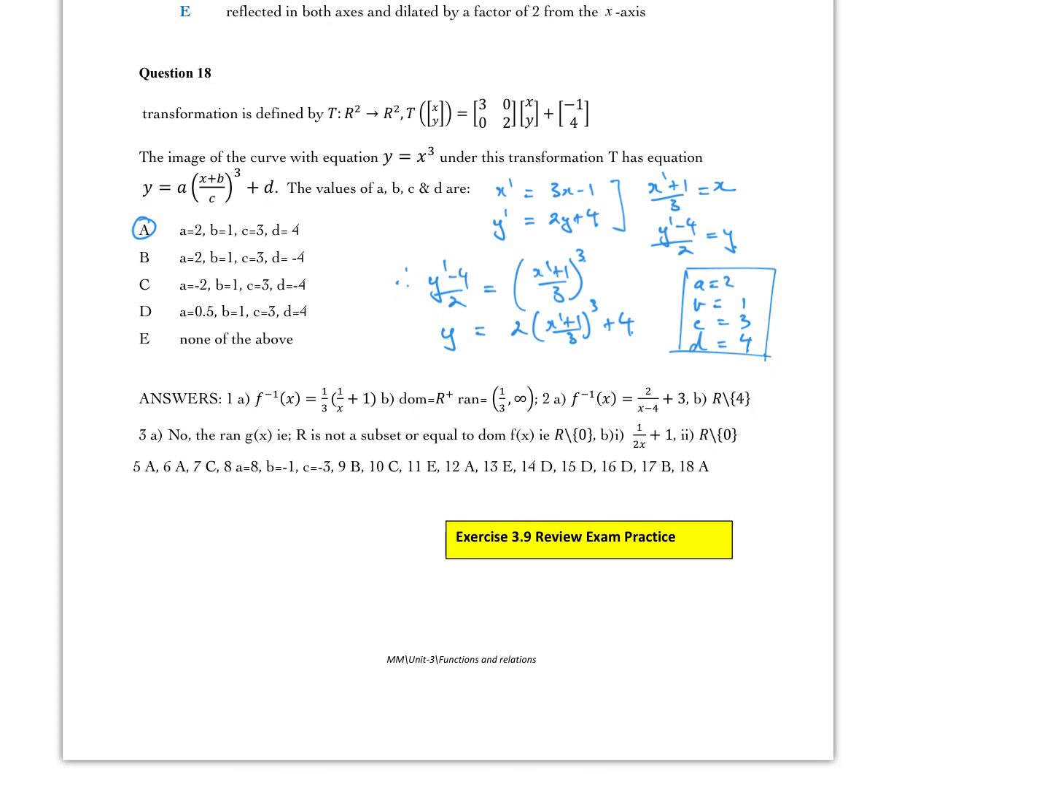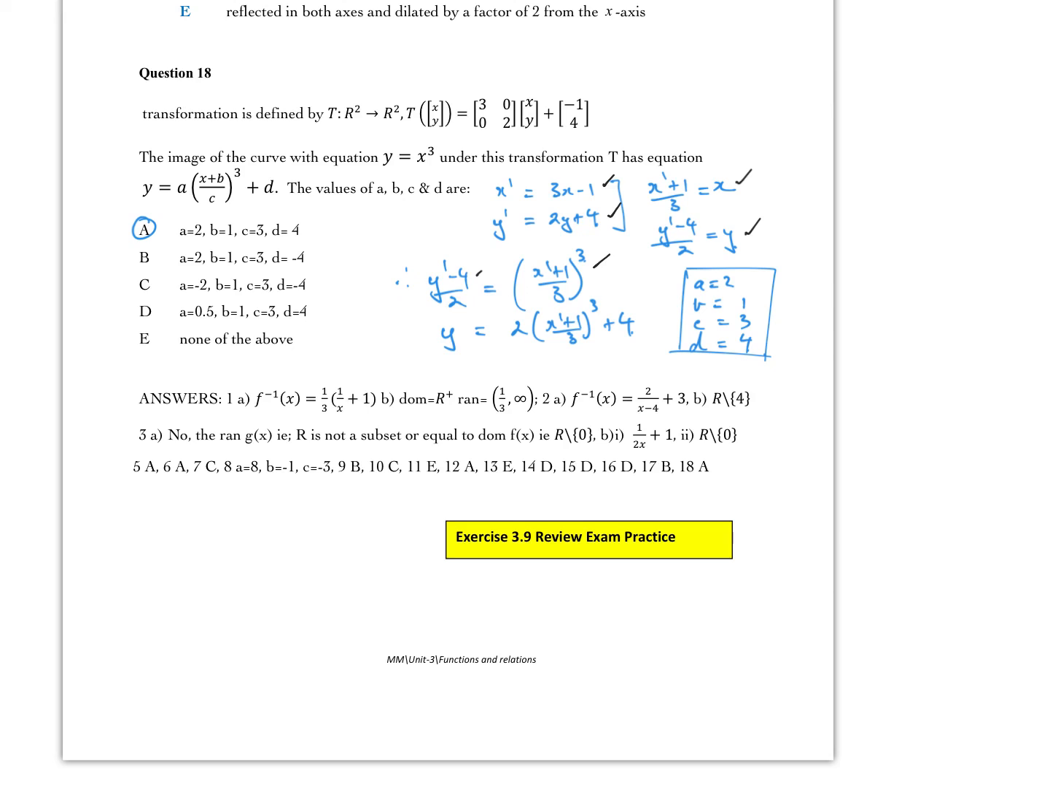And finally, again, we have another transformation matrix. x dash is equal to 3x minus 1, y dash is equal to 2y plus 4. Rearrange to get y equals and x equals. So x is equal to x dash plus 1 on 3. y is equal to y dash minus 4 on 2. Substitute those into the equations that we're interested in. So that's where we are.